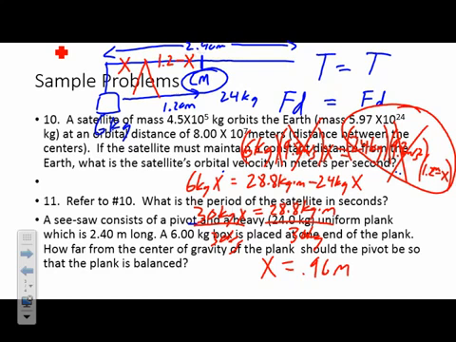meters. Now that's not the answer. That's the distance from the 6-kilogram mass to the pivot point. We want to know the distance from the pivot point to the center of mass, which is 1.2 minus x. So 1.2 minus 0.96, that distance is 0.24 meters. And that's our answer to problem number 11.